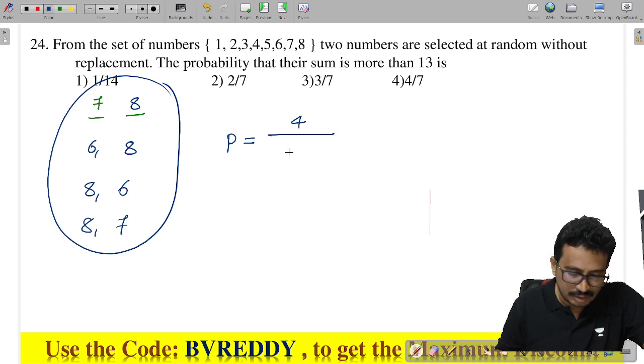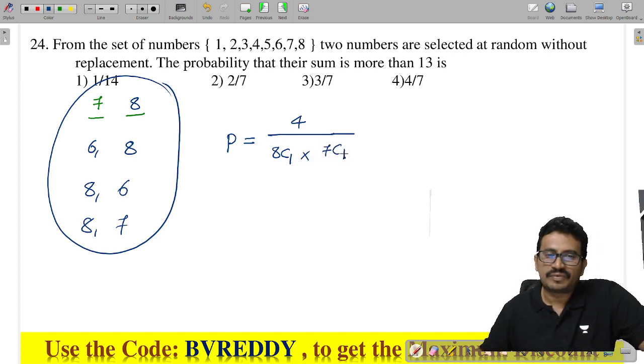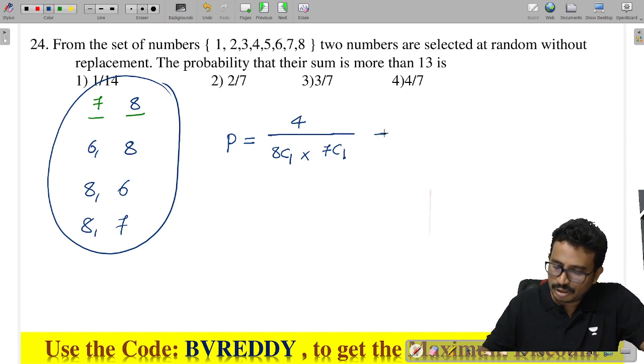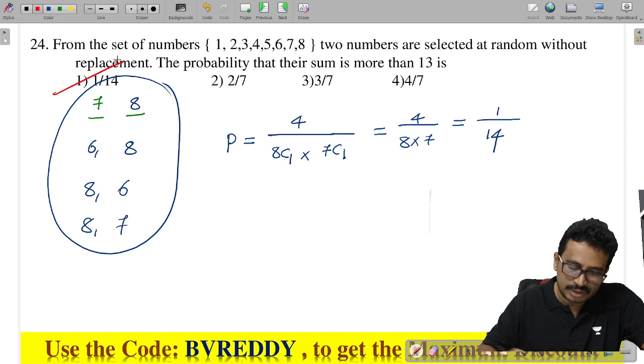How many numbers are there? 8 numbers are there. So now we have to pick the numbers one by one. That means 8C1 into 7C1. One after the other we have picked the numbers. Right? So how much will you get? You tell me now. 4 by 8 into 7. So simplify this. What will we get here? 4 twos are 1 by 2, 14. The option which is the first option.